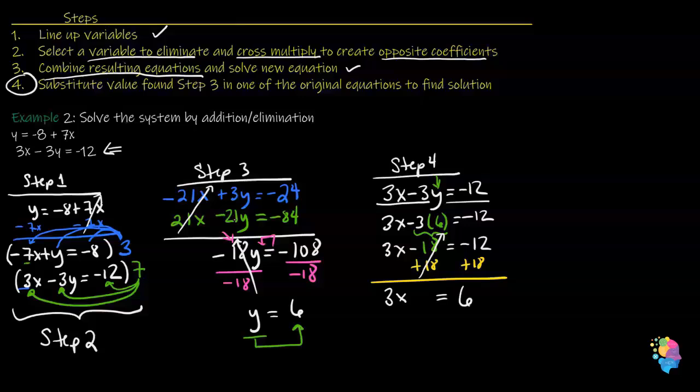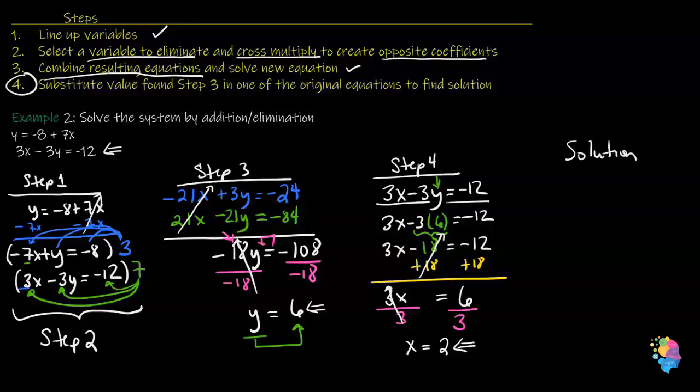Don't forget, we still need to divide by that 3 multiplying the x. So I divide by 3 both sides of the equation. 3 divided by 3 will go to 1. So I have 1x or just x. And on the right side, 6 divided by 3 will be 2. So now that I have the y value and the x value, I can say that I found the solution. Remember, the solution is in x and y, an ordered pair. So I write the x value first, that was 2, and then the y value second, that is 6. So this is the solution to example 2.